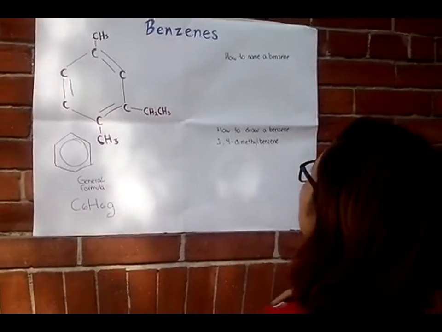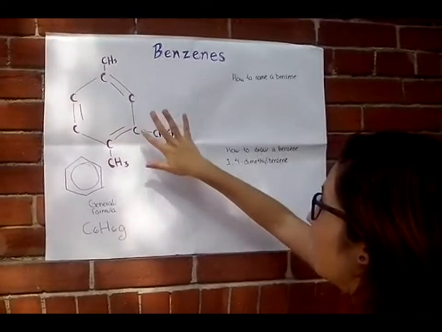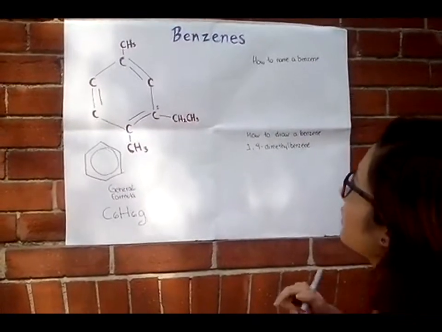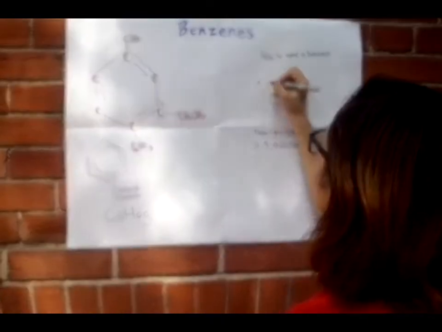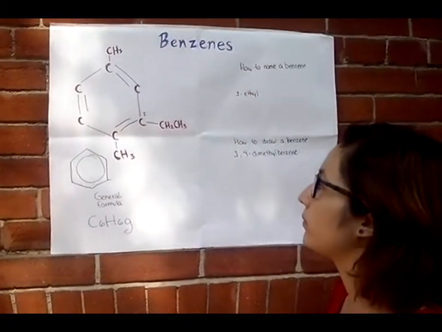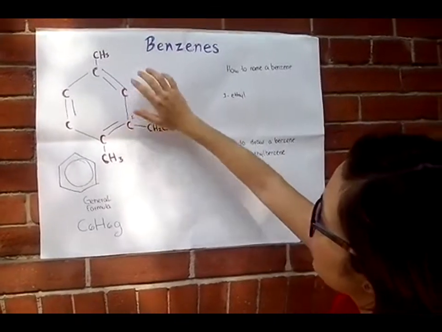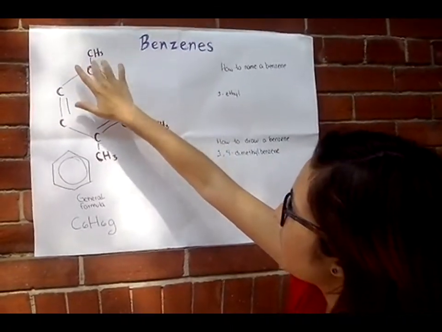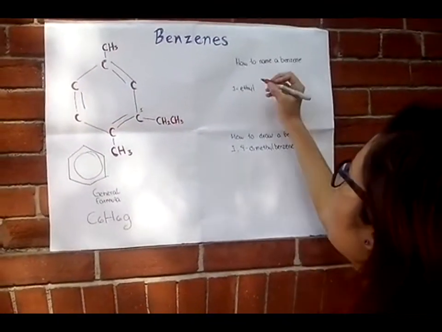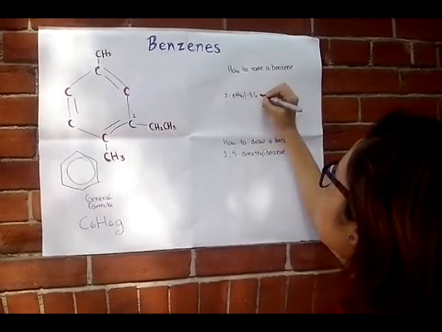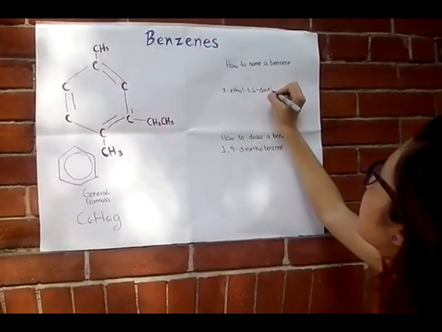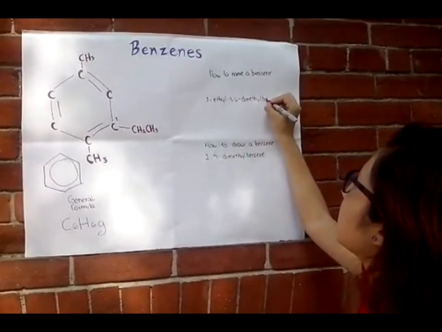Then, to name a benzene, we will start from the ethyl group. So this will be our number 1. Number 1, ethyl. Then we have to look for the methyl groups. There are 2 methyl groups, in positions 3 and 6. Then we have to put 3,6, then dimethyl because they are 2, and benzene.